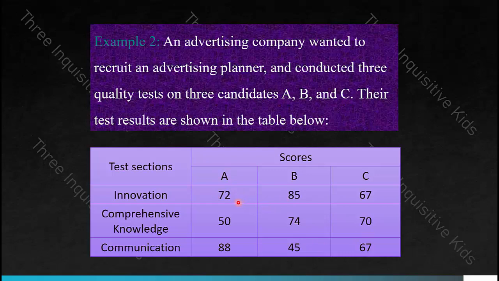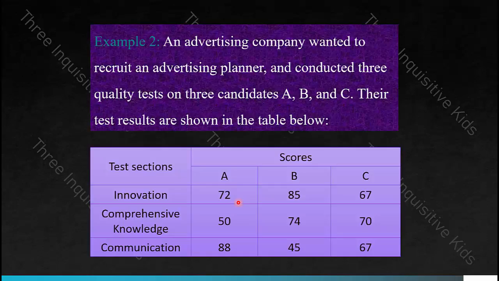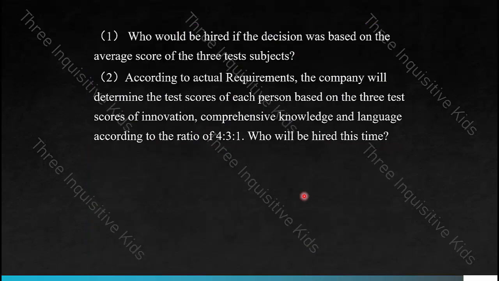Well, here we're being asked the arithmetic mean. For example, let's do A. So A did 3 tests. His score was 72, 50, and 88. So let's add those up. So that's 122, that would be 210. 210 divided by 3 would give us 70. So A's average score is 70. We do the same for B and C, and then whoever has the highest score, of course, would be hired.